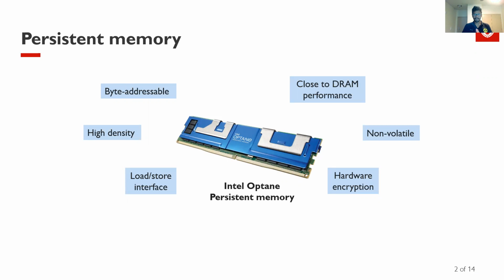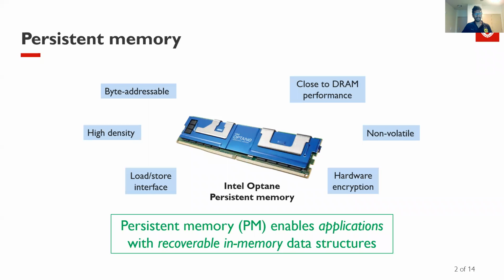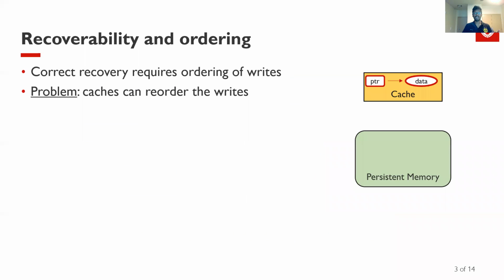Intel's Optane persistent memory packs various features, amongst which are byte addressability and non-volatility. This allows persistent memory to support a new class of applications that can have recoverable in-memory data structures. Correct recovery, however, requires that memory is in a consistent state on a crash, and this imposes an order on the writes. Now consider an example of a pointer pointing to some data.